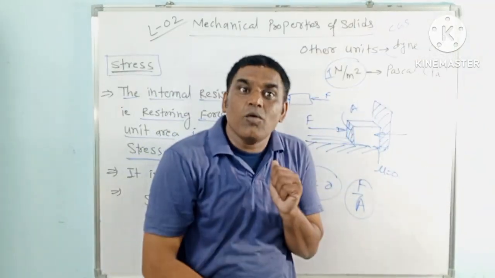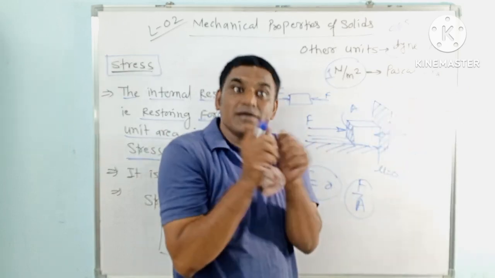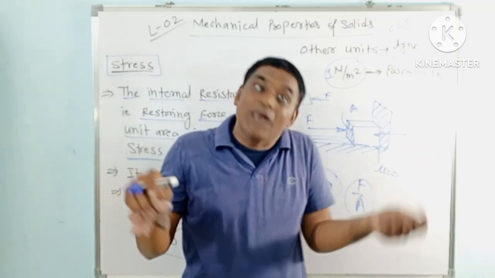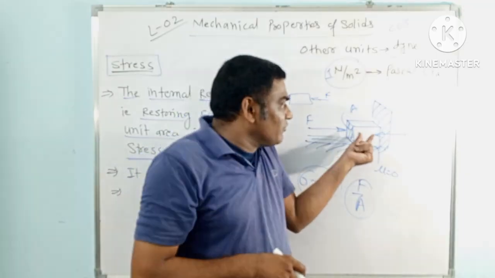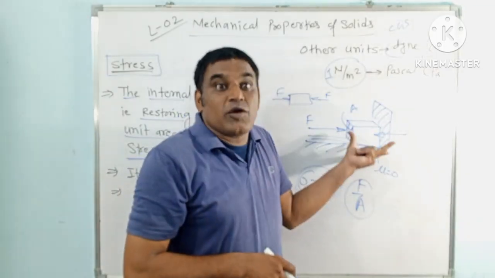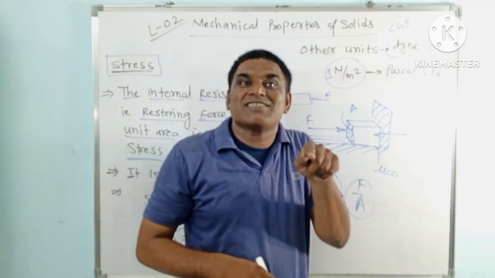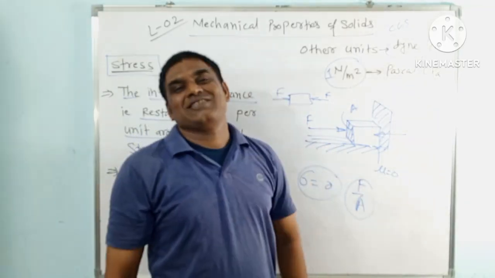Now the body will not move and force is acting on both sides. What will happen? Intermolecular distance decreases, so the body will try to increase it. Now internal resistance develops. Intermolecular force will increase. Repulsive intermolecular force will increase here. That is internal resistance. And if internal resistance is there, opposition is there, only then stress will come into the picture.